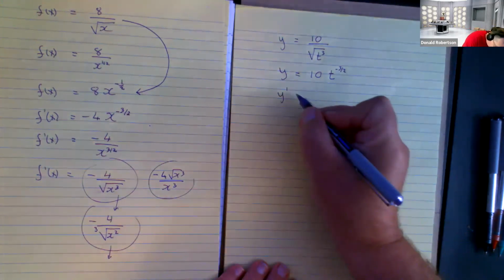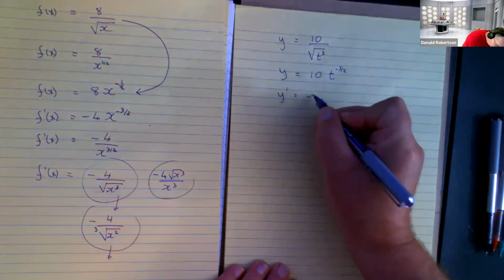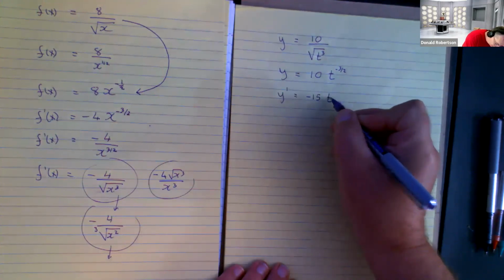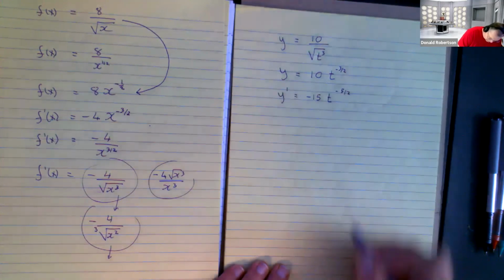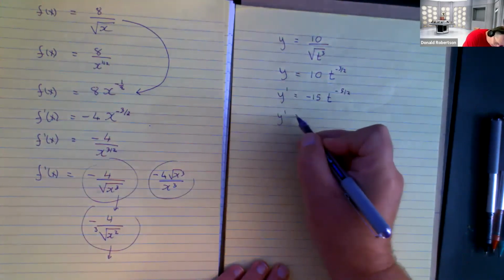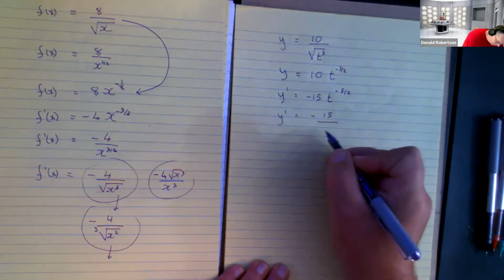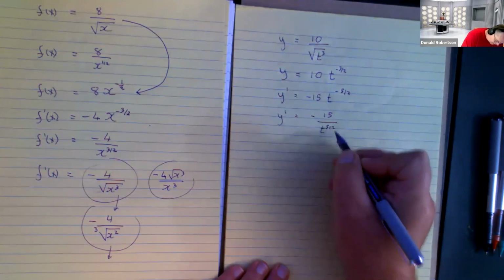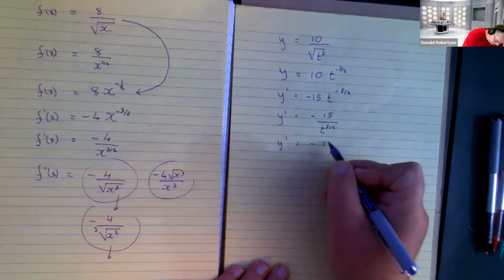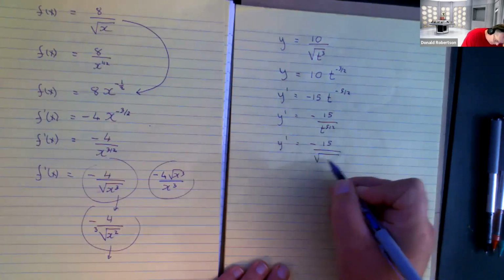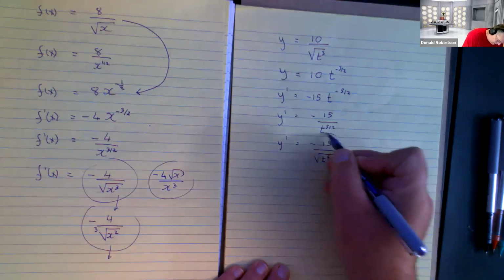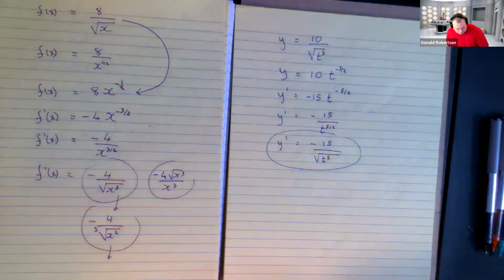Derivative, I'll use y dashed. Multiply by the power, which I believe is -15. Reduce the power by 1, and you get -5/2. Style points. Again, I'm doing this in 2 steps. That guy. Would you agree that this answer looks very like the original as well? And we're good to go. Any questions?